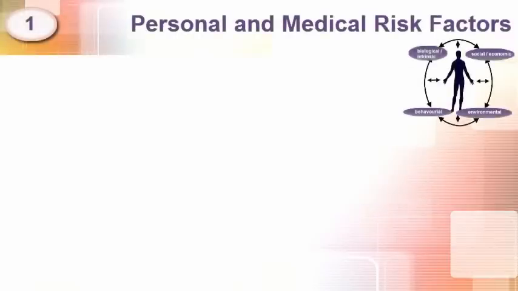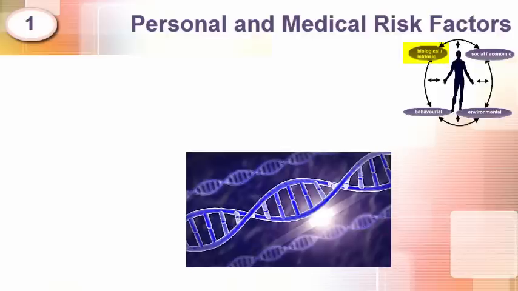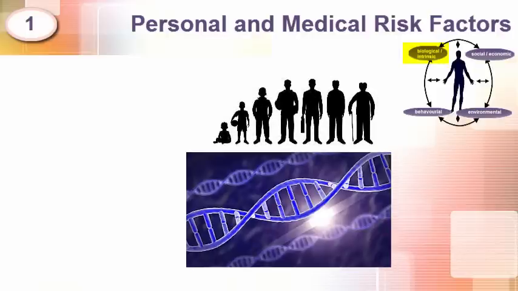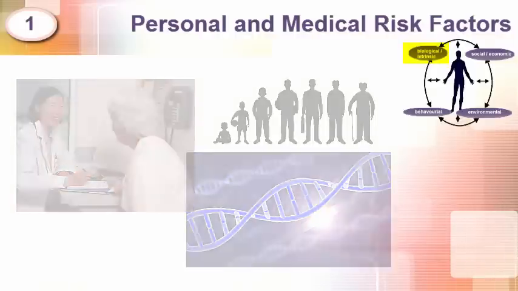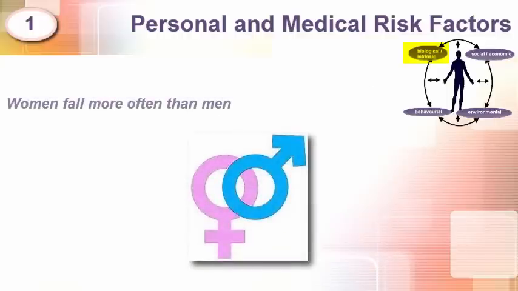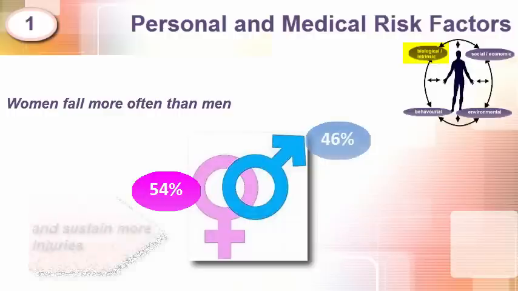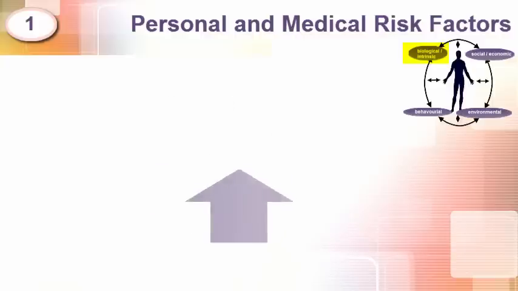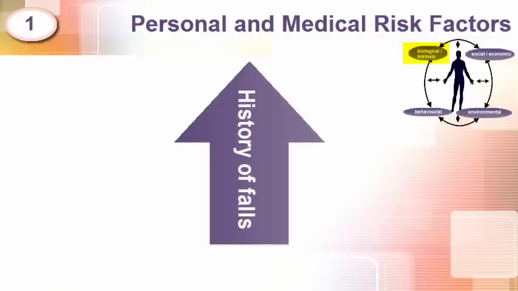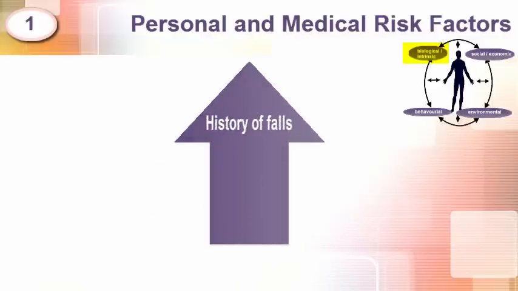The first category is personal and medical risk factors: genetics, the natural process of aging, chronic or acute health problems, or a combination of all of these can increase the risk of falls. Women fall more often than men, 54% versus 46%, and sustain more injuries, 64% versus 36%. Having a history of falls is one of the strongest predictors of having a future fall.